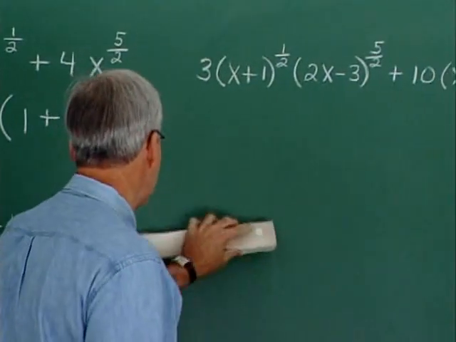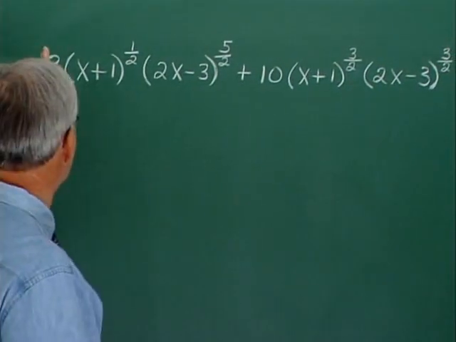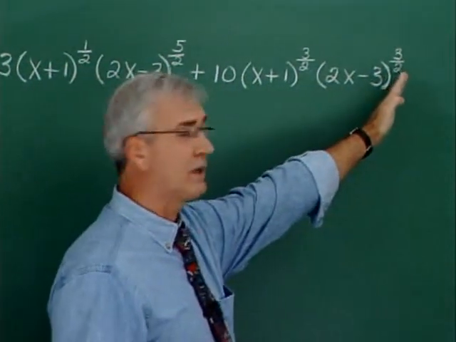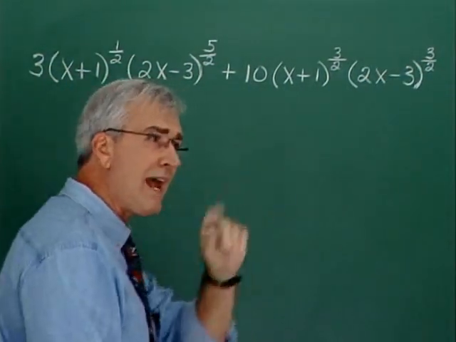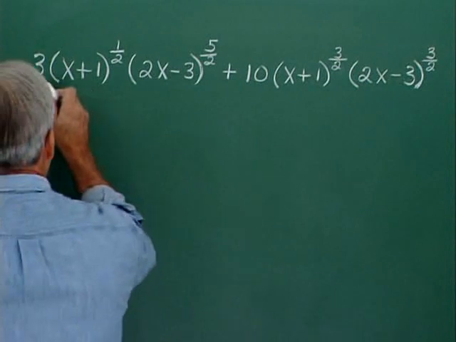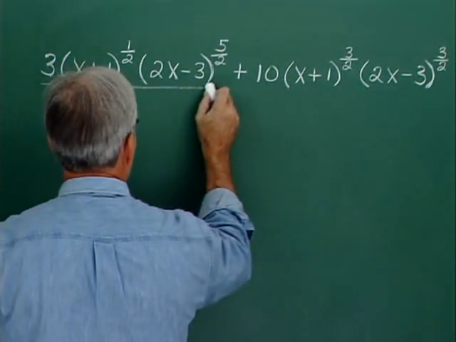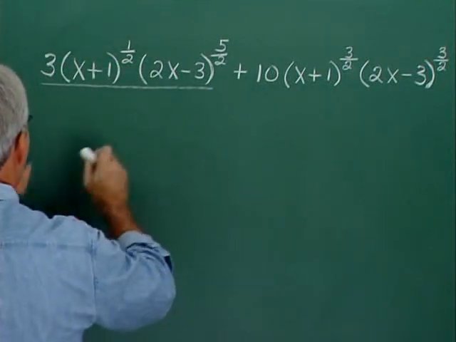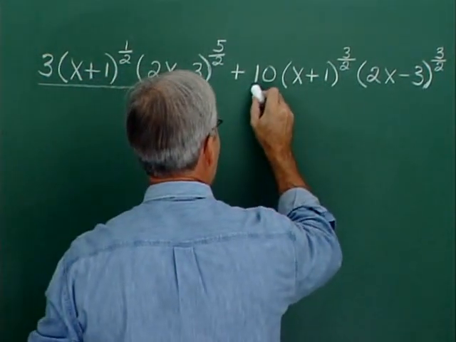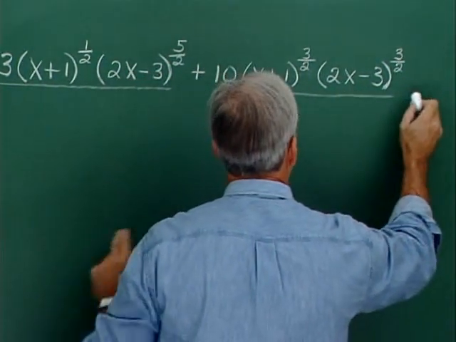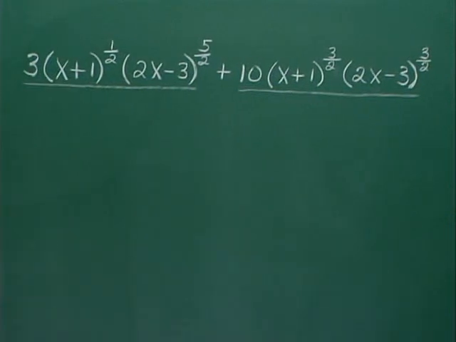Now, here's an enormous problem. This one stretches from here all the way over to here. Now, let's just take a look at this. What we have here is two terms. We have a term here. Now, a term is an indicated product. So we have the product of 3 times this times this. And over here we have an indicated product, 10 times a couple of binomials raised to exponents. So those are the two terms.